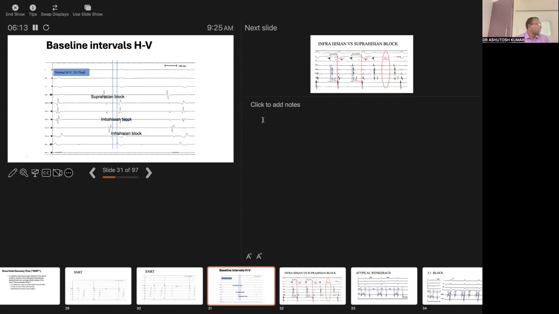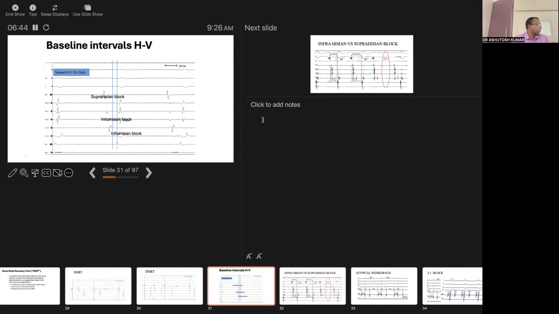Now, suprahisian, infrahisian, how you are going to differentiate? On EGM, how you are going to say it is suprahisian versus infrahisian? What was the finding on which you say that? There is a P followed by, there is no QRS. You are getting a P wave. How you are going to say that it is suprahisian versus infrahisian?